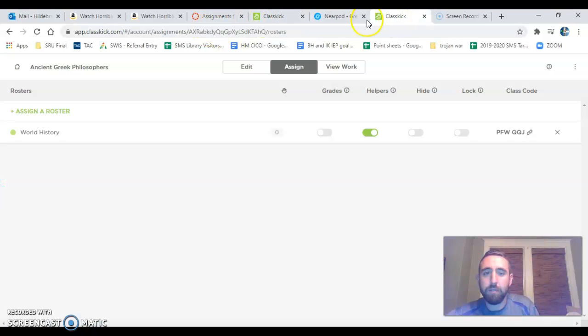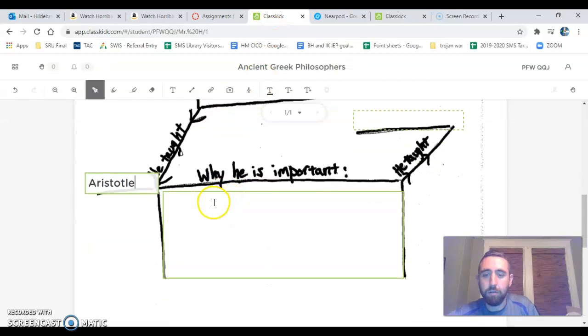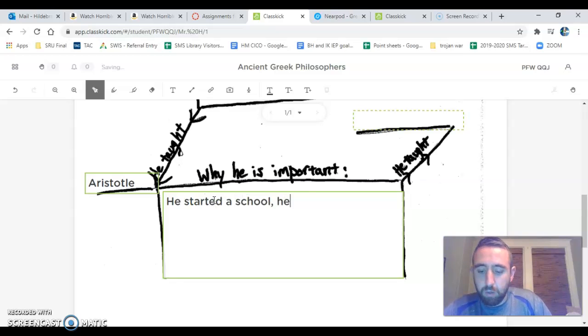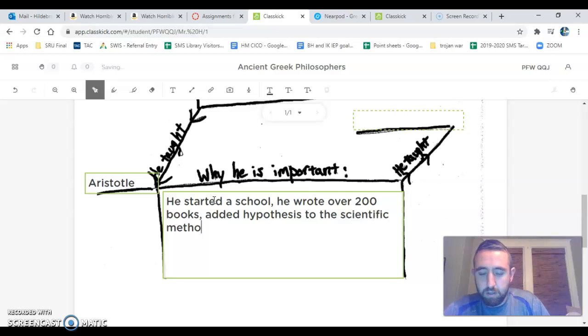But if we're going to add some stuff to our chart here about Aristotle, say that he started a school. He wrote over 200 books. He also added hypothesis to the scientific method. We could also say, just mention syllogism. Oh, I definitely did not spell that right. I think I need another L in there. Syllogism, parenthesis, would be added to philosophy.